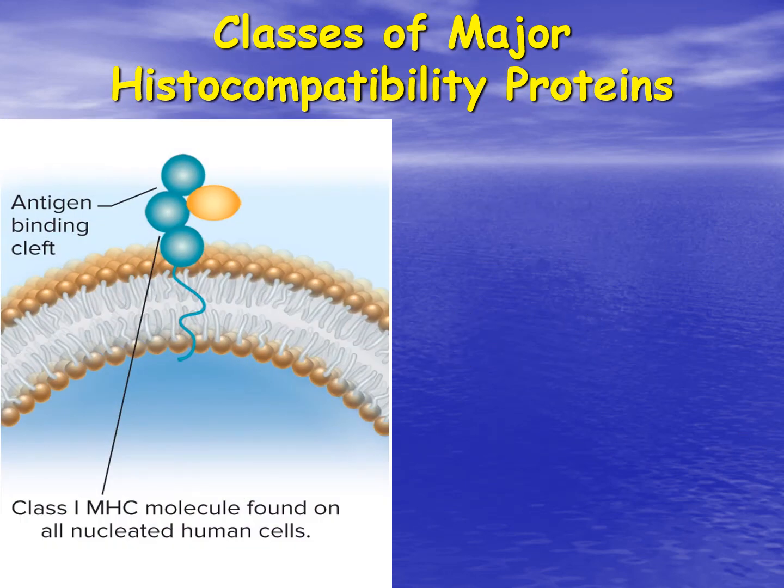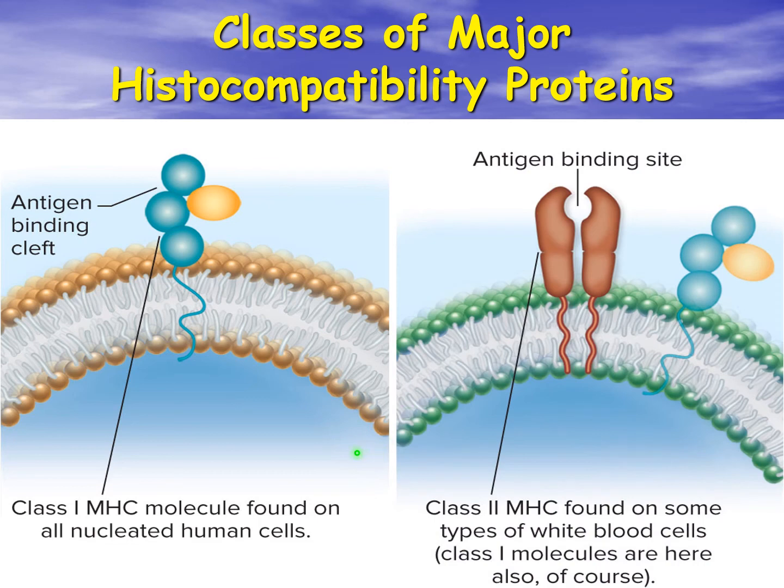So, class 1 MHC molecules, again, found on all nucleated human cells. However, they are capable of presenting an antigen to a T helper cell. The class 2 MHCs found on certain types of white blood cells, including the macrophages and the B lymphocytes. And by the way, these cells will also have class 1 because they are nucleated cells.